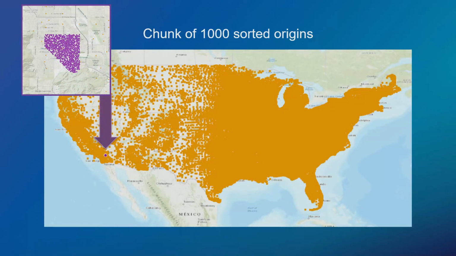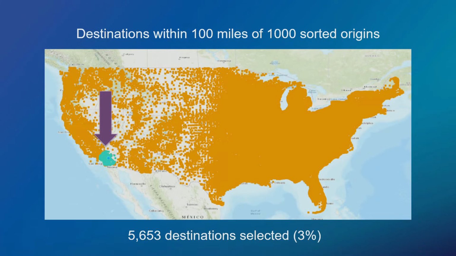But let's say instead that I first sort my origins spatially. So now I've sorted them and I've selected a chunk of 1,000, and all of these 1,000 are right here in the Palm Springs area. So that little tiny purple dot down there is 1,000 origins. So then if I select destinations that are within 100 miles of these 1,000 sorted origins, there's 5,653 of them, and that's only about 3% of my destinations data set, as opposed to the 98% that I got when I didn't sort my origins. So now for this chunk of 1,000 origins, I'm only going to need, I guess, 6 chunks of destinations to run through. And I know that the entire rest of the data set is completely irrelevant because it's beyond my 100-mile cutoff.